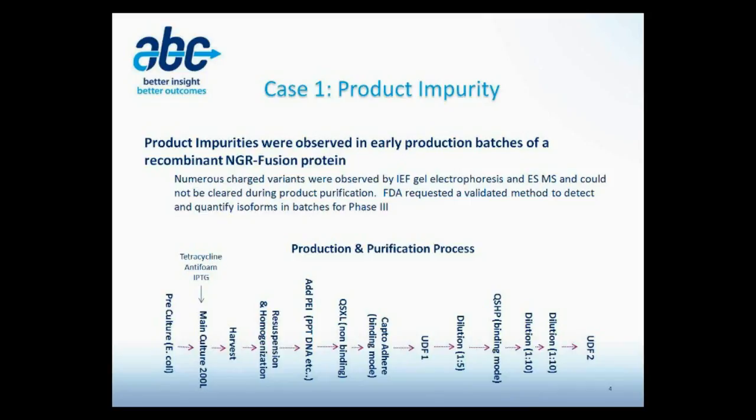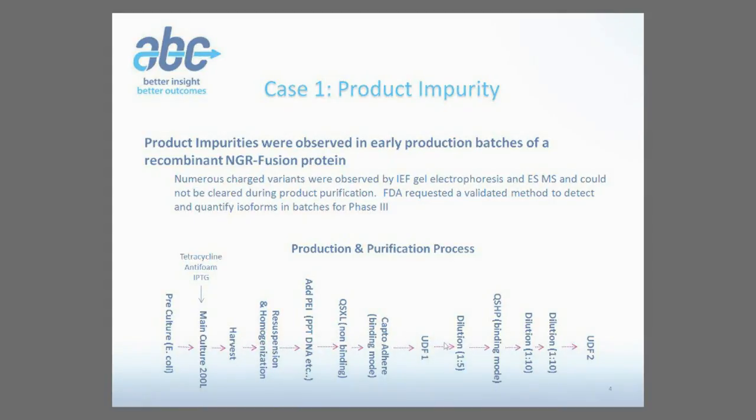Case 1 is a recombinant protein, which is basically a fusion protein. And what was observed was, and again, the scheme down here shows just a typical purification process where you would have your culture and then harvest, and you do your extraction, precipitation, and then your first column, UFDF, where you buffer exchange, dilute, and you do your polishing step, and so on.